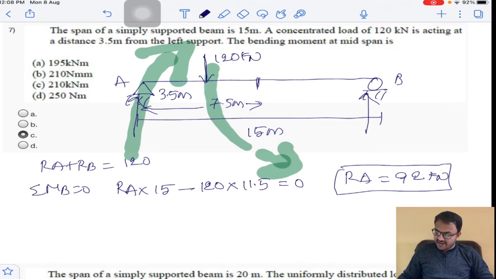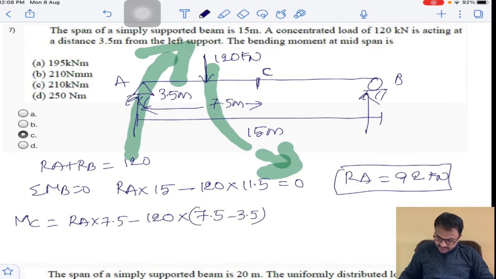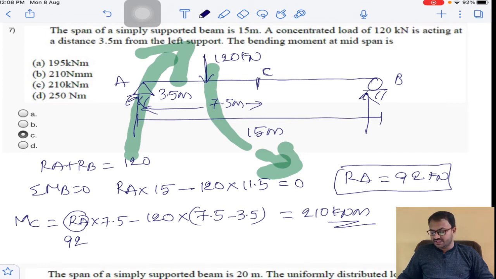Okay. So to calculate max bending moment, let me take C at center. So bending moment at C is equal to RA into 7.5 minus 120 into (7.5 minus 3.5). By substituting the RA value as 92, we will get the answer 210 kilonewton meter. The units here are kilonewton for the load and meters for the distance, so the product will give you kilonewton meter. It is not Newton mm. So answer is C for 7th question.